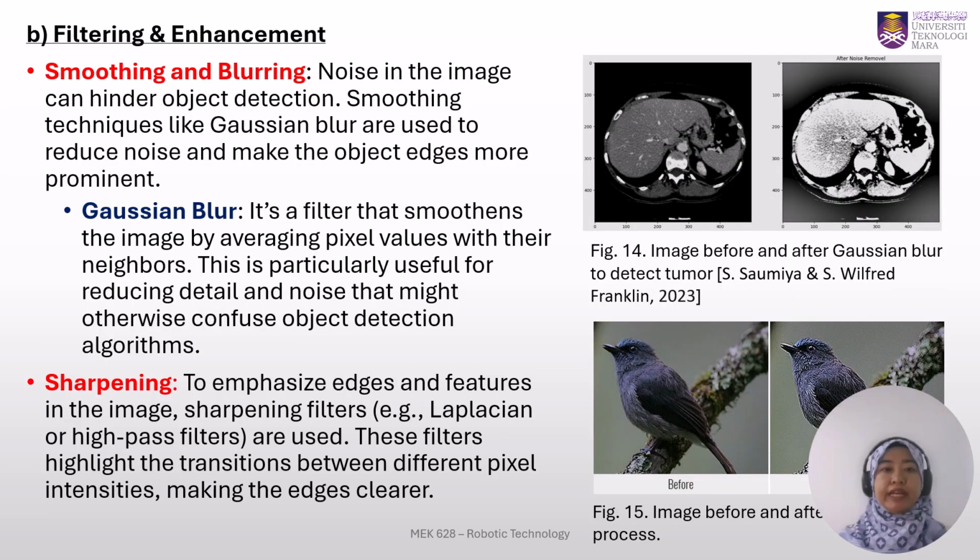Then we have filtering and enhancement. Blur is to smooth the image, and sharpen is for clarity to enhance the features. It's just like applying makeup or glasses, right? So you can see from these images, in figure 14, the image before and after Gaussian blur to detect a tumor. The Gaussian blur here is used to smooth the image. From the smoothened image, you can see the feature clearly. You can find the tumor easily.